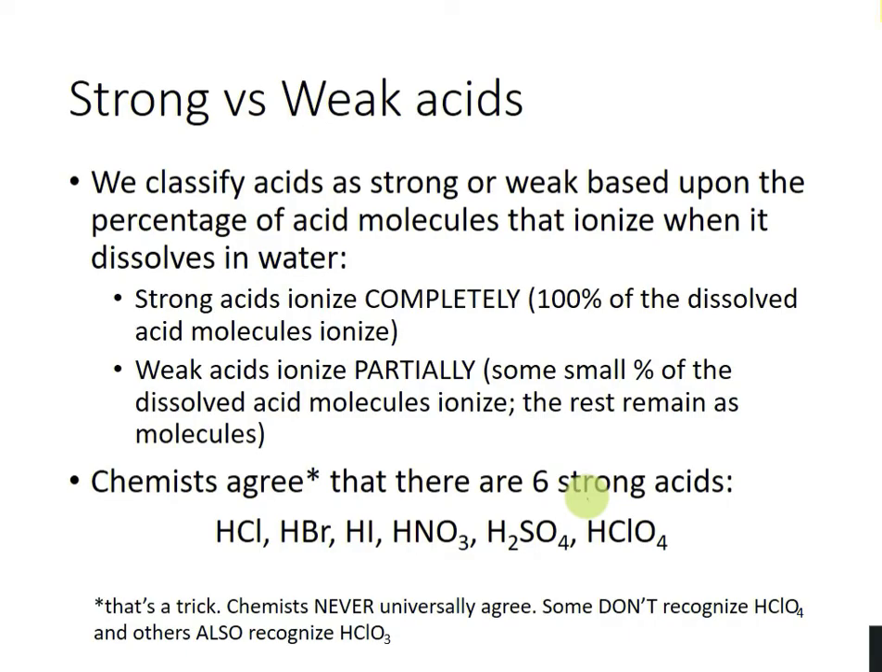Now we need to talk about the difference between strong and weak acids. Acids are classified as strong or weak based upon how many of the acid molecules ionize when you drop it in water. If it's a strong acid, they completely ionize. All of the molecules of acid completely ionize and are broken up into anions and hydronium ions, well, protons that become hydronium ions. Whereas weak acids partially ionize. Only some of the molecules of the weak acid break up and form hydronium ions and an anion. The rest of them remain together.